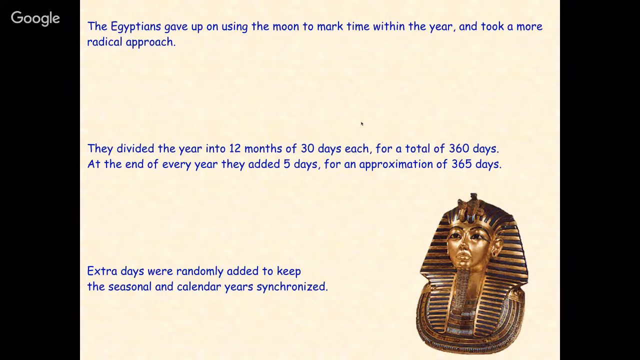But even the Egyptians recognized that this was not perfect, that over time there would become a synchronization problem between the seasonal calendar and the imposed calendar. And so extra days were randomly inserted to keep the two synchronized as they went along.